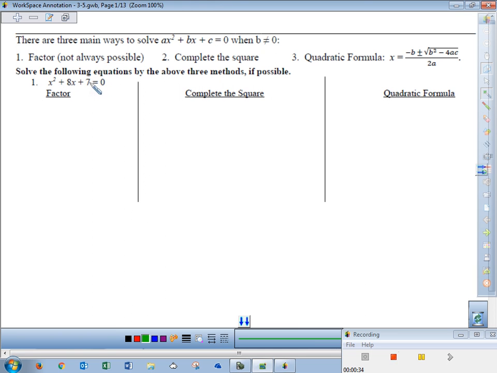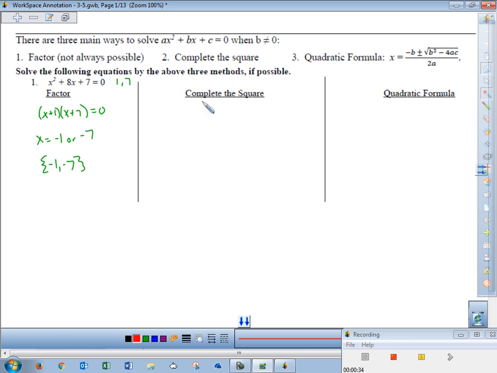So I'm looking for two numbers that multiply together to be 7, add together to be 8. That'd be 1 and 7, and that would factor to be x plus 1 times x plus 7 equals 0, because it's easy factoring. We don't have to go through all that work. Then x would equal negative 1 or negative 7, and we put our solutions in a solution set. That was pretty darn simple.